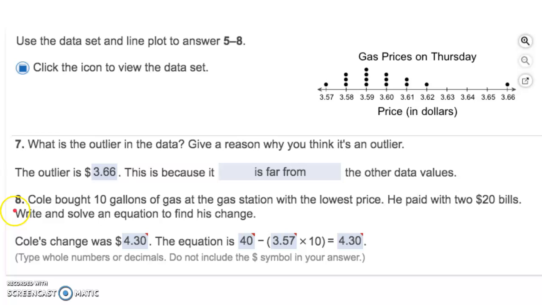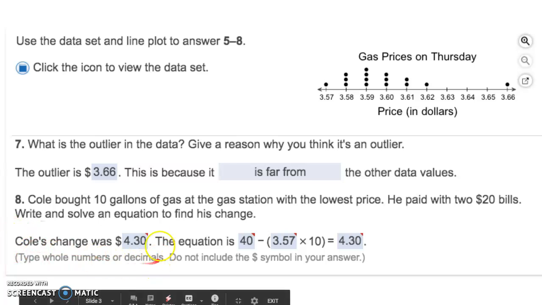Number 8, it said Cole bought 10 gallons of gas at the gas station with the lowest price. So first off, we need to think, well, what's the lowest price out of all of these? That must be the $3.57 price. So he bought 10 gallons of the $3.57 per gallon price. He paid with two $20 bills. So you had to write and solve an equation to find his change. So I would skip this first because that's the answer. Let's look at the equation.